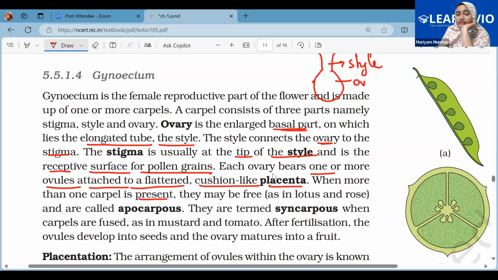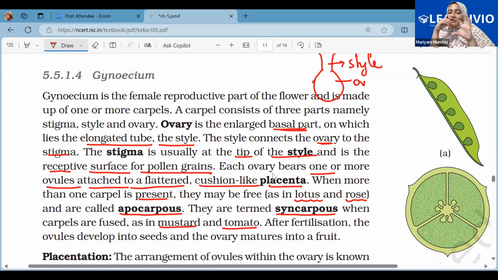they may be free or they may be united. When they are free, such as in lotus and rose, we call it apocarpous. And when they are fused, we call it syncarpous. Syn means fusion. So when they are fused, we call it syncarpous, such as in mustard and tomato.